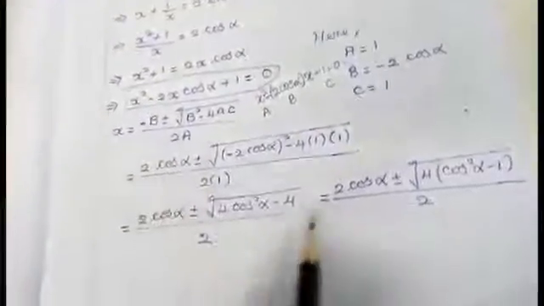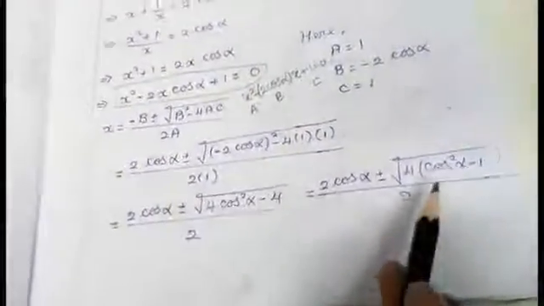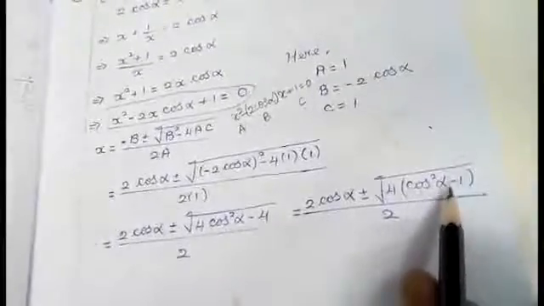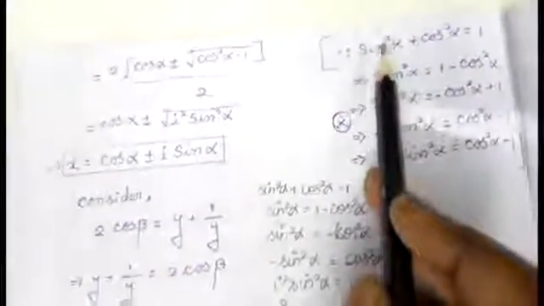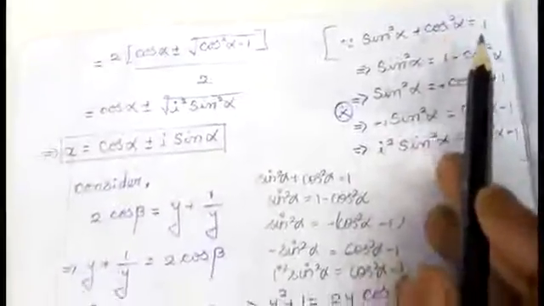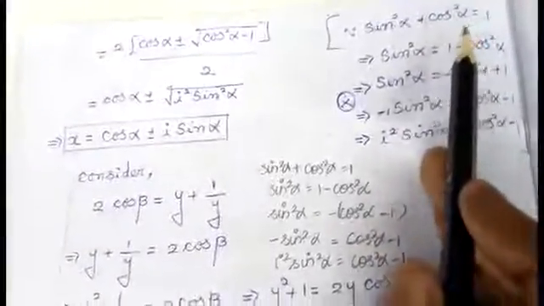Solve that way. After solving, you will be getting, in this place, cos square alpha minus 1. I am going to make some adjustment. The adjustment I am going to make here is, students, sin square theta plus cos square theta equal to 1. That is the property used in trigonometric identity.